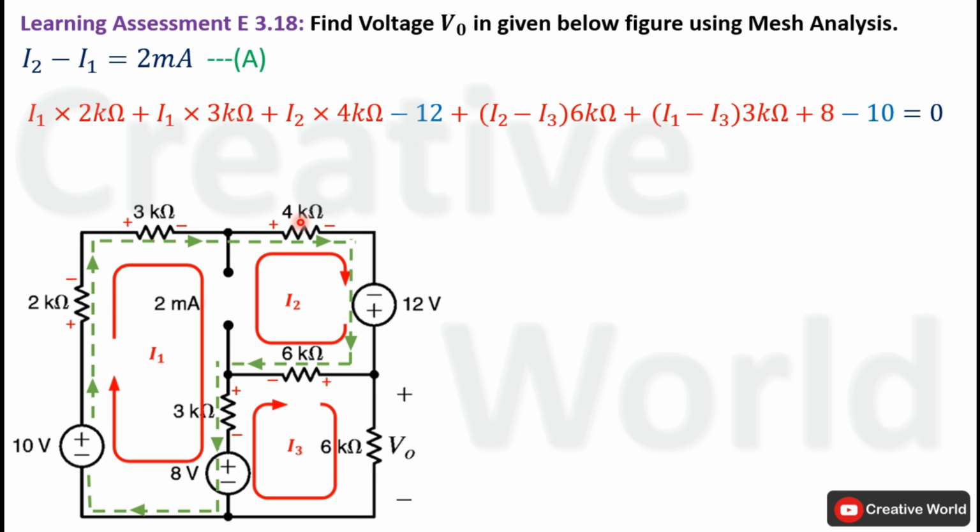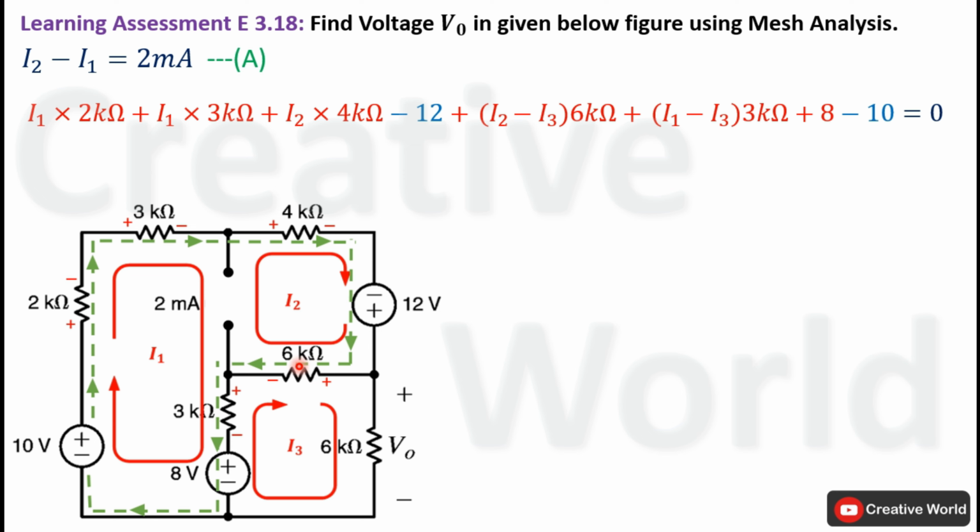Similarly, current through this 4 kilo ohm resistance is I2. So voltage across this 4 kilo ohm resistance will be the product of I2 and 4 kilo ohm, and because the current entering terminal is positive, that's why voltage across this resistance is taken with positive sign. Next, current entering terminal is negative, so 12 volt will be taken with negative sign. Next, current entering terminal is positive, so voltage across this 6 kilo ohm resistance will be taken with positive sign.